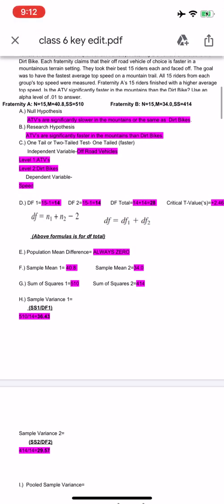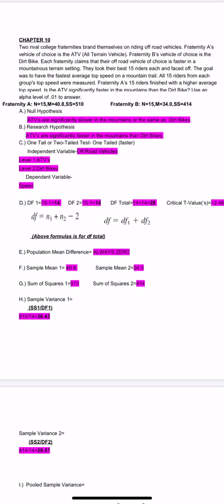So in this case, the null hypothesis would be ATVs are significantly slower in the mountains or the same as dirt bikes. Again, the opposite of what the research will be, which is ATVs are significantly faster in the mountains than dirt bikes. So in the null here, we put slower or the same, right? Because you've got to think about the middle of the distribution and the opposite side of the distribution. And the research is looking for the right side of the distribution to be significant. One-tail or two-tail test. One-tailed and faster gives that away because it's giving a direction.